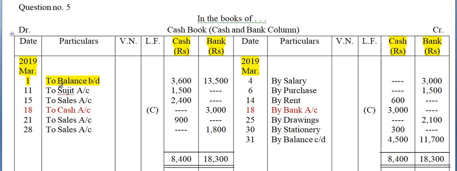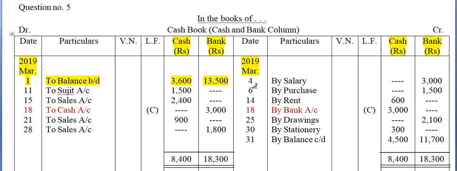On first, you will write To Balance b/d. This is your opening balance, and you have the cash in hand, and the cash in hand balance is 3,600. Cash at bank, 13,500. Very simple. Now, as we already know that the credit side is the payment side and the debit side is the receipt side, whenever you make any kind of payment, you will record towards the credit side, that is cash is going out, and if there's any kind of receipt, you will record towards the debit side.